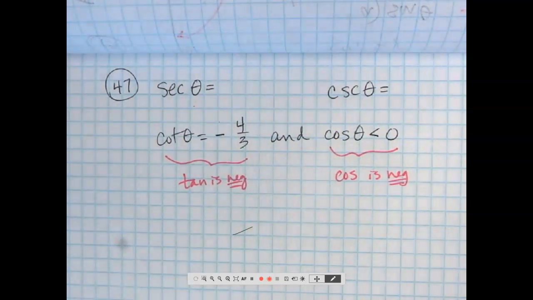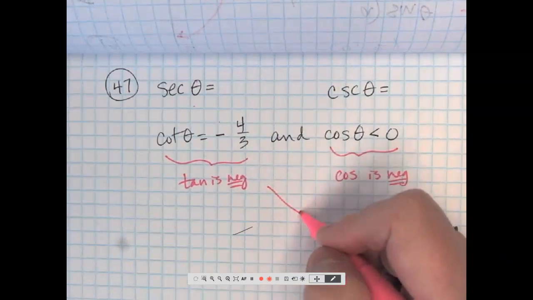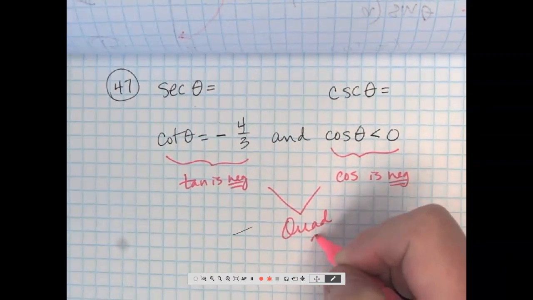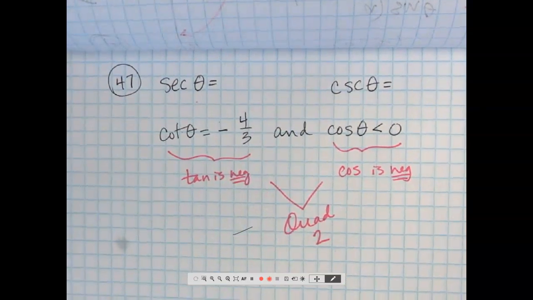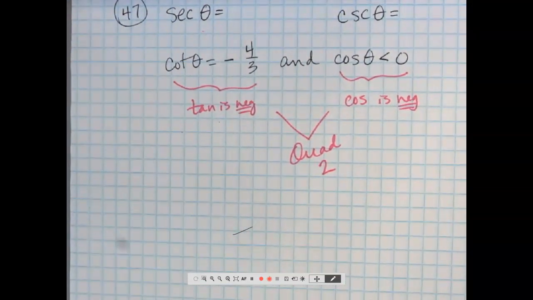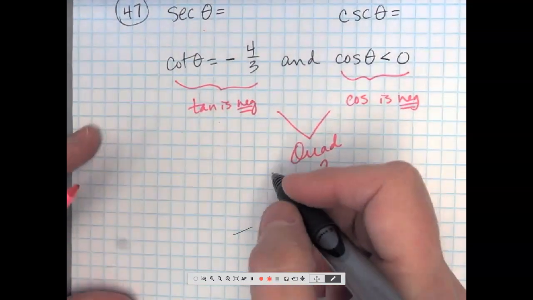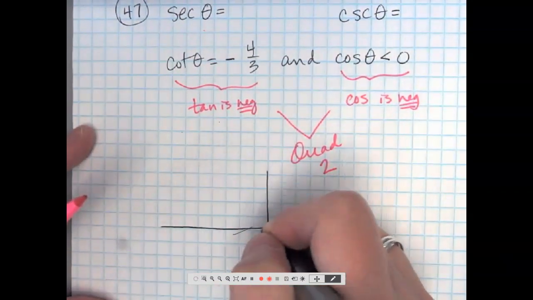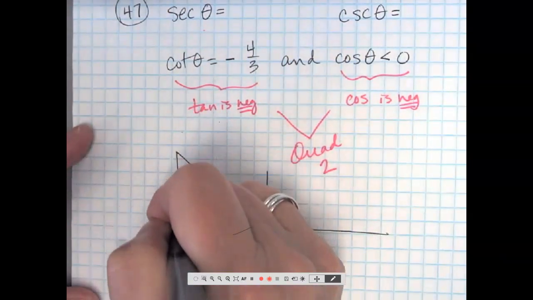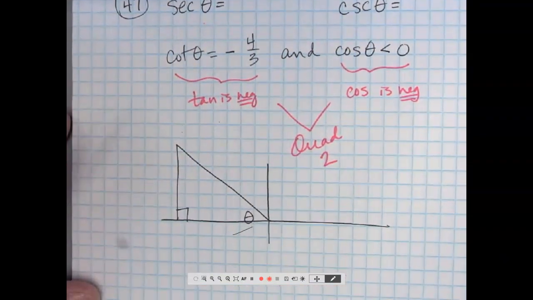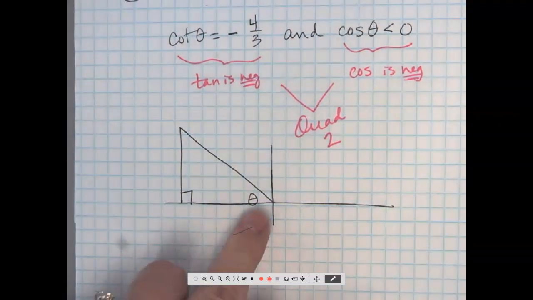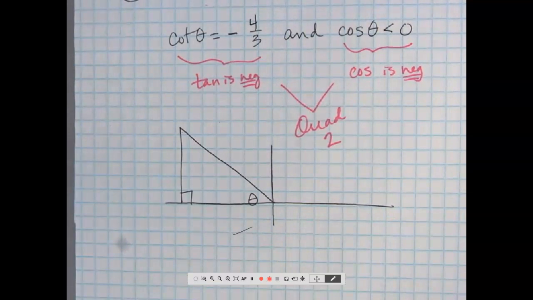Okay, find the quadrant for me. Where is tangent and cosine negative? Which quadrant? 2. So that together tells me I'm in quadrant 2. Is everybody okay with that conclusion? Okay, so we're going to draw a triangle in the second quadrant. Perpendicular with the x-axis, reference angle up there by the x-axis as well.